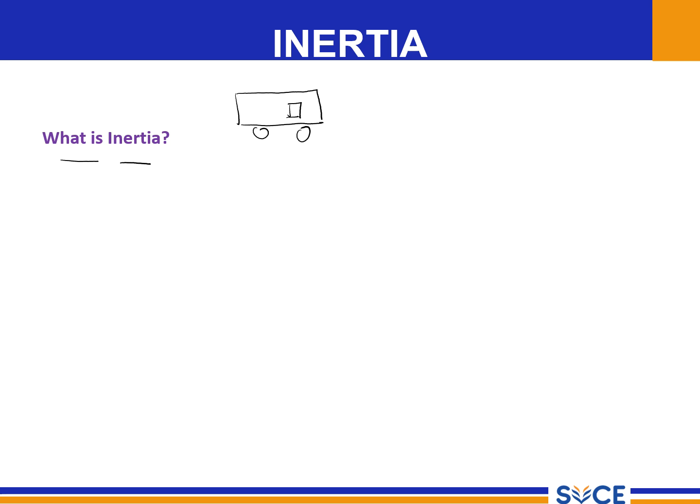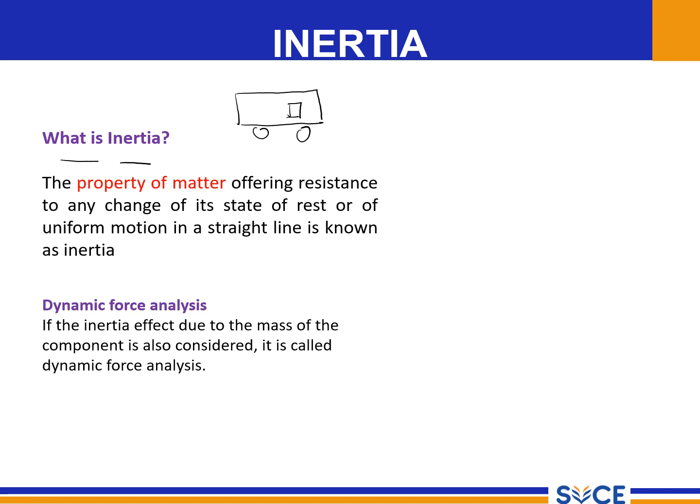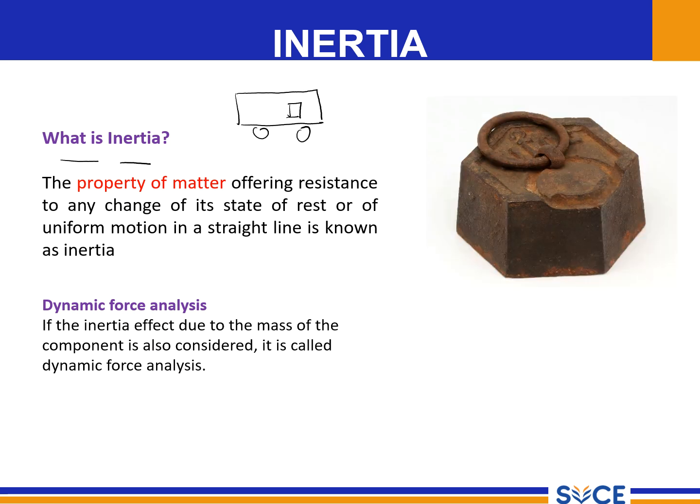Therefore, let me define inertia as the property by which a body opposes any change in its state of rest or uniform motion in a straight line. The greater the mass of an object, the greater will be its inertia. This is why pushing a bicycle is easy, whereas pushing a truck requires much more force.